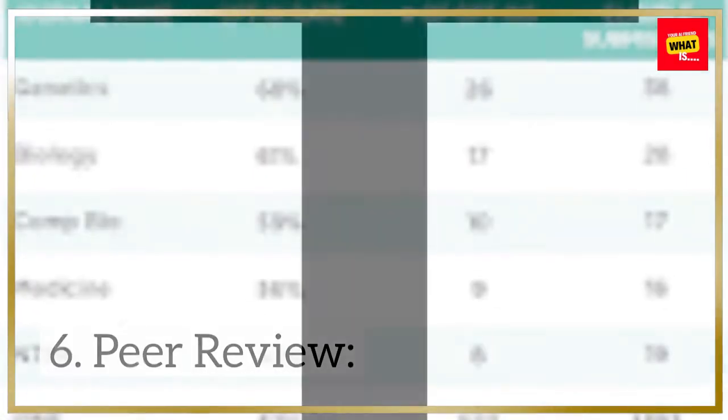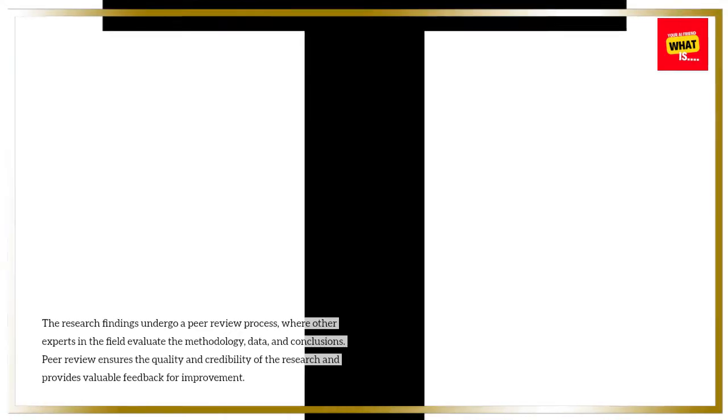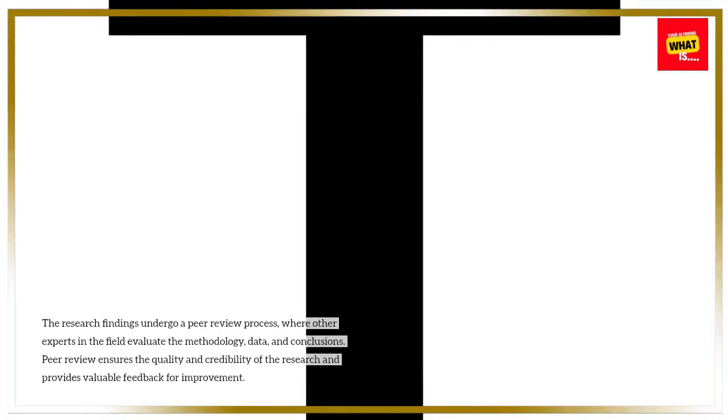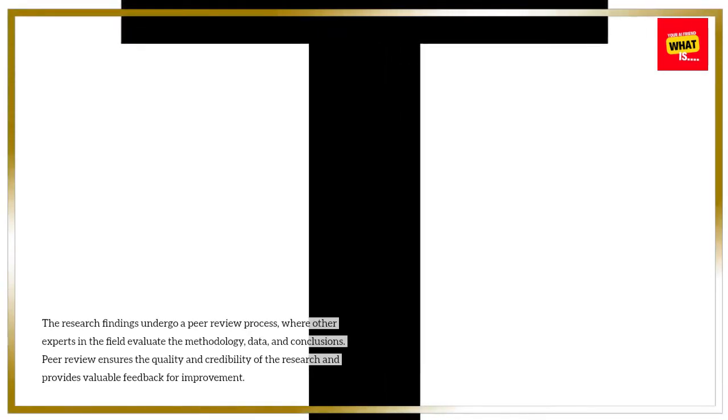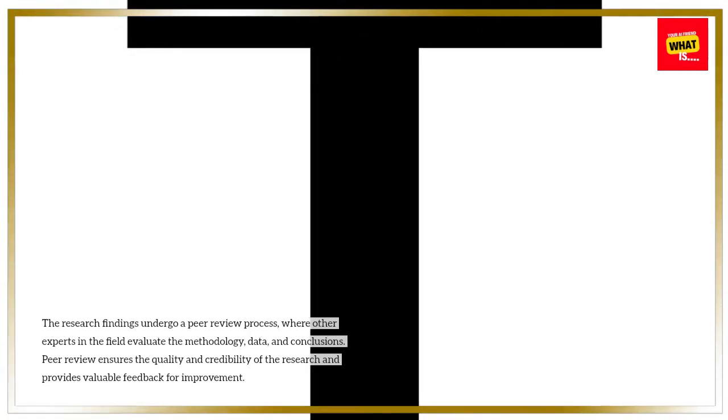6. Peer review. The research findings undergo a peer review process, where other experts in the field evaluate the methodology, data, and conclusions. Peer review ensures the quality and credibility of the research and provides valuable feedback for improvement.